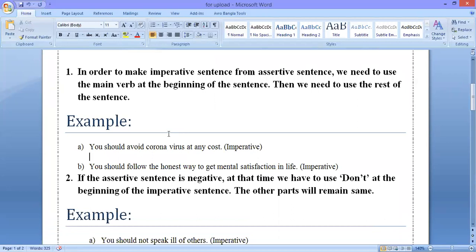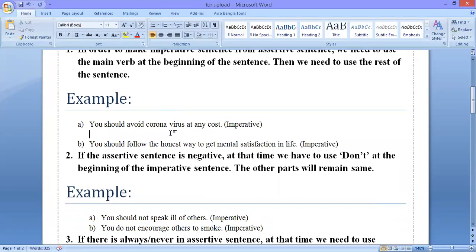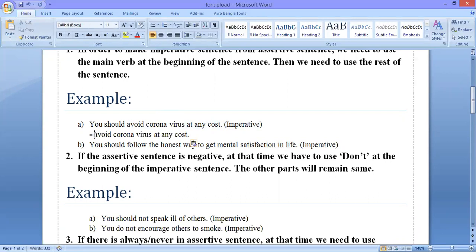If you look at example 1, we can see: You should avoid coronavirus at any cost. This is an assertive sentence and we have been told to make this an imperative sentence. So if you want to make this imperative, we shall have to bring the main verb to the beginning of the sentence. So we are writing the solution. The solution will be like this: Avoid coronavirus at any cost. To make it imperative, we have brought the main verb to the beginning of the sentence and the rest of the sentence is the same.